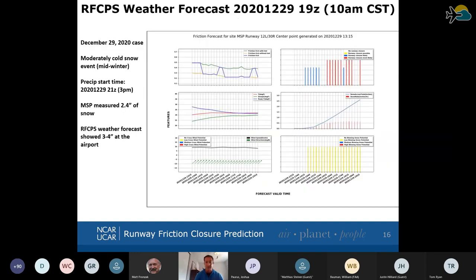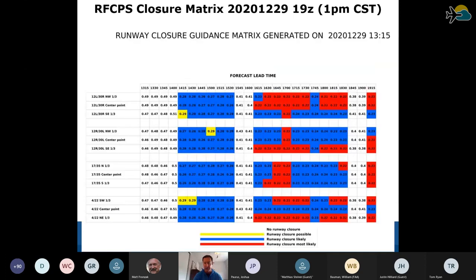Okay, so moving on, let's now look at a more standard cold winter case. This was a case a few days later, on December 29th, and it was a classic moderate, cold snow event, midwinter. Precip started in the afternoon. MSP measured 2.4 inches of snow, but it was a cold event. The back-end system that goes into RFCPS predicted about 3 to 4 inches. You can see on the graph, and we'll look at the closure matrix next. Next slide, please.